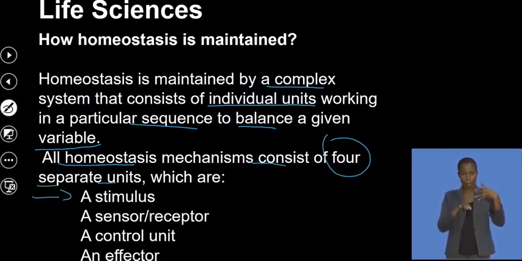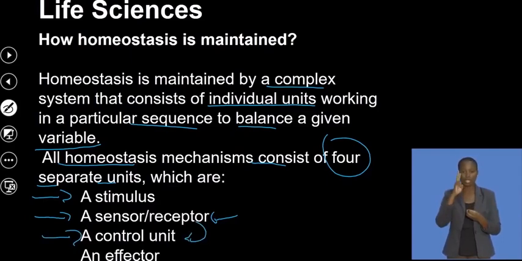A stimulus, which is what the body understands as a change. A sensor or a receptor that identifies the change. And then a control center which interprets that change. The control center then sends out a message to an effector organ to bring about a change in an opposite manner to restore the balance. So these are the 4 components of homeostasis.